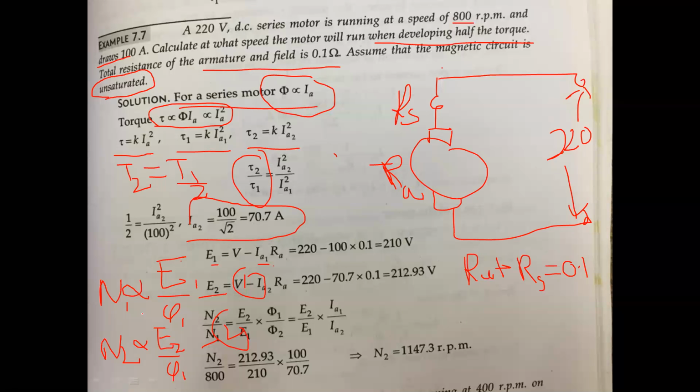We know that speed is proportional to back EMF by flux. The back EMF formula: Eb equals phi Z N by 60 into P by A. From that, N is proportional to Eb by flux. N1 is proportional to E1 by phi1, N2 is proportional to E2 by phi2. So N2 by N1 equals E2 by E1 into phi1 by phi2. Phi1 by phi2 is replaced with I1 by I2 because in a series motor flux is proportional to armature current. In this manner we calculate the speed of the motor.